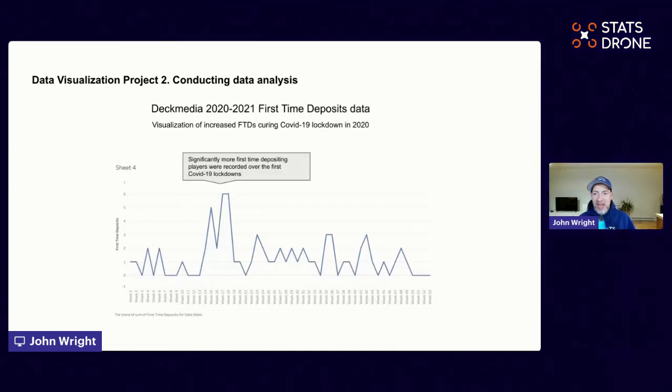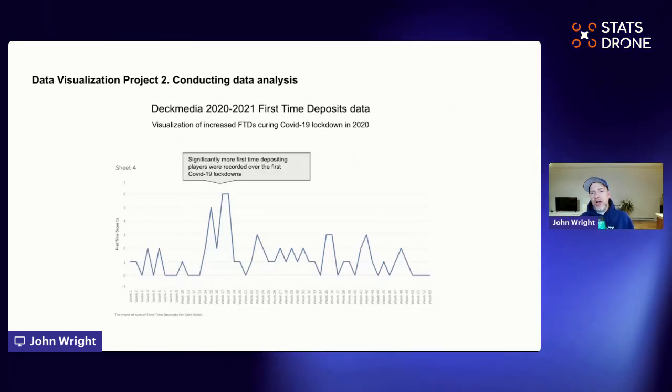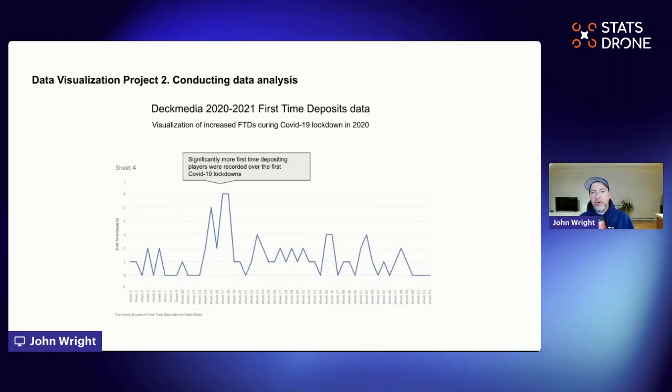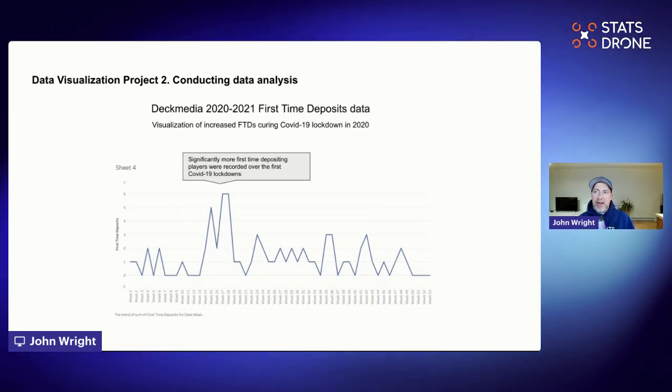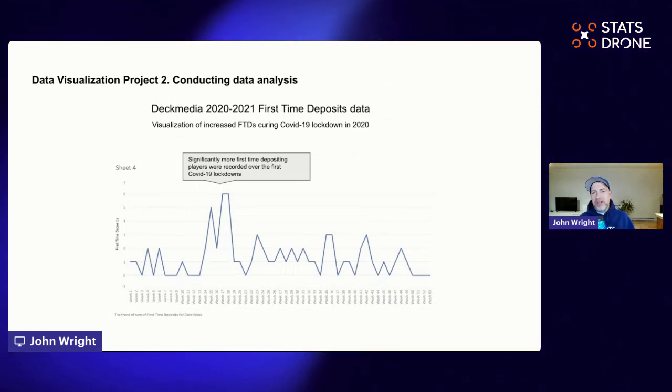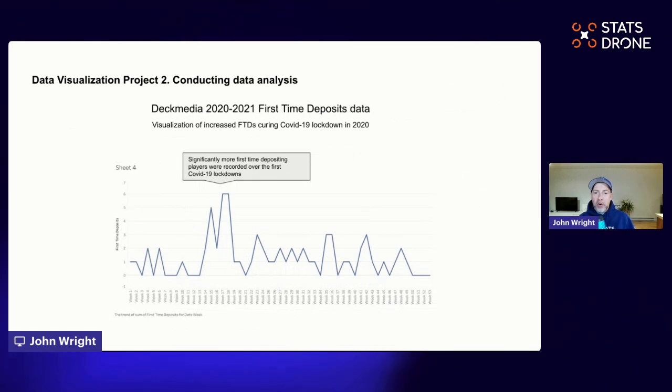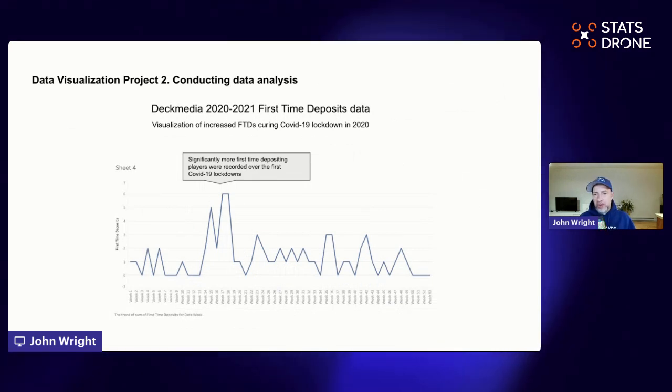Moving forward, we've got FTDs. So I think it's good to actually analyze your data and ask, what can I look at that's not maybe normally visible when you're looking at, let's say, StatsDrone, or you're just looking at your data from any of the affiliate programs.